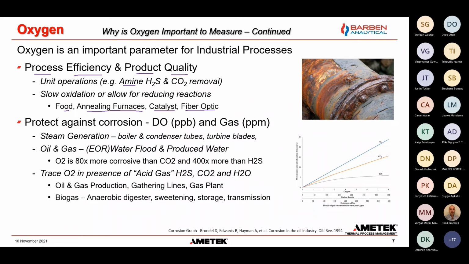Also, the fourth biggest thing is to protect against corrosion. So dissolved oxygen, meaning oxygen dissolved into liquids, and then gas. In the gas form, oxygen can be very corrosive. So this is very commonly measured in steam generation to protect boiler and condenser tubes and turbine blades. Also in the oil and gas industry: enhanced oil recovery, water flood, and produced water.